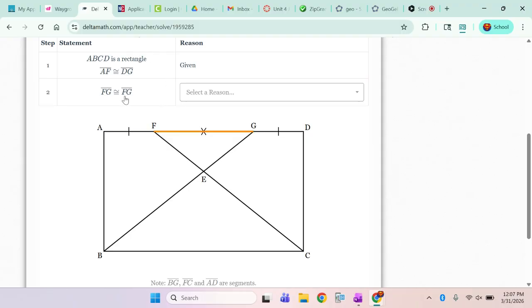Now, they first said that FG is congruent to FG. So the same side is congruent to itself. So why is that true, Dominic? What tells us that's true?